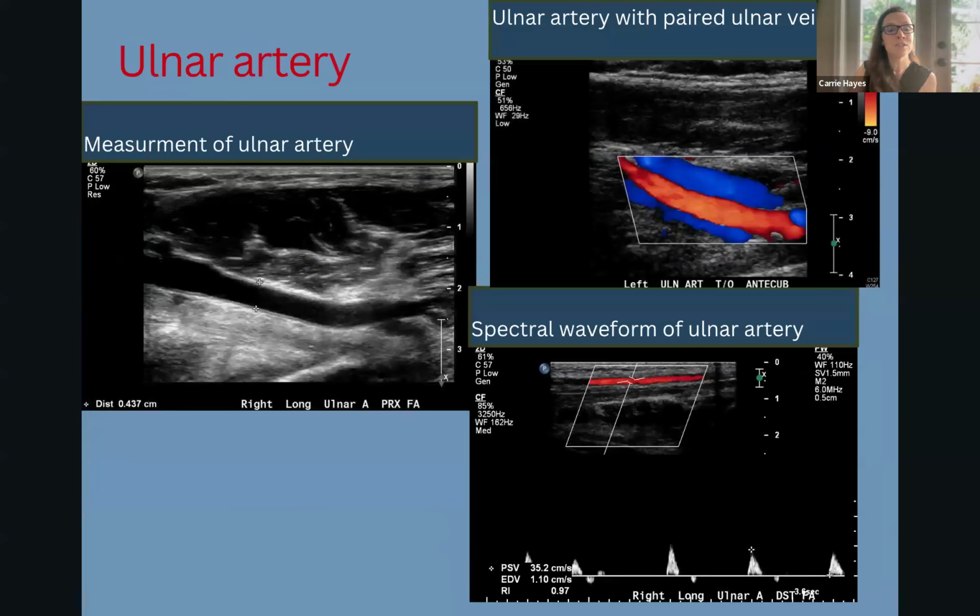The ulnar artery, so an image of the ulnar artery. This is also the labeling, right? They need to know where you are. So right arm in sagittal or long, this is the ulnar artery, and this is proximal forearm. So this will be really helpful for the surgeons when they're looking at your reports to know where that diameter is. And as mentioned with Neil's talk, we've got the paired ulnar veins here, and then the waveform.